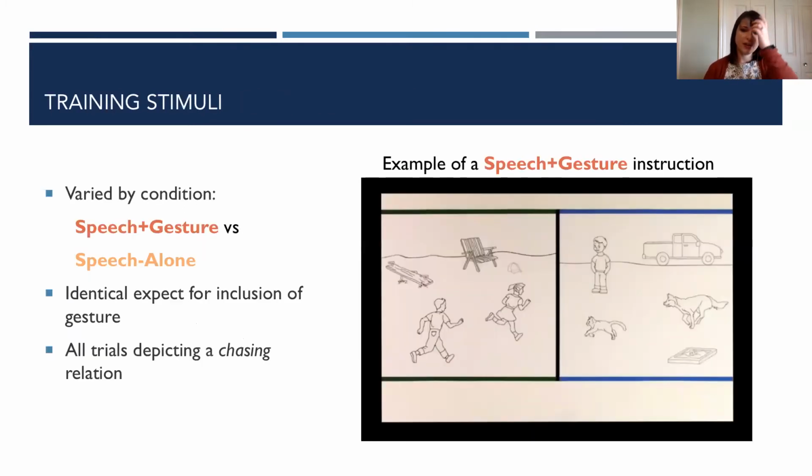So instructions were provided live by the experimenter. Scenes were accompanied by spoken instruction highlighting the commonalities or the relations between the two scenes that were shown. I'm going to show you an example of a speech plus gesture trial, just to give you a sense of what all is included in that. While watching it, keep in mind that for speech alone, there just wouldn't be that gesture component, but it would be the same verbal information. And if you can't hear it, someone let me know and I can narrate it for you.